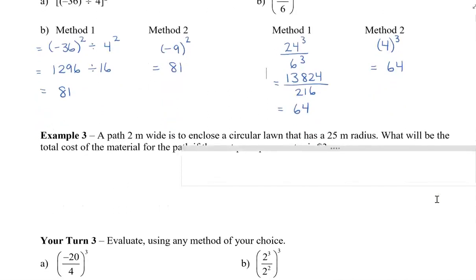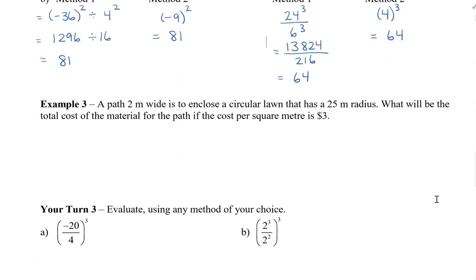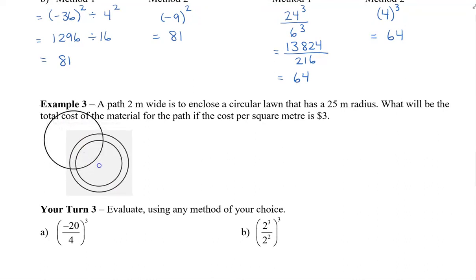All right, so we'll finish off this lesson with a word problem. A path 2 meters wide is to enclose a circular lawn that has a 25-meter radius. What will be the total cost of the material for the path if the cost per square meter is $3? All right, so let's begin by drawing a picture. So we have a circular lawn, so we should draw that first. And then we have a path that is 2 meters wide. So the path also has to be circular, since it surrounds our existing garden.